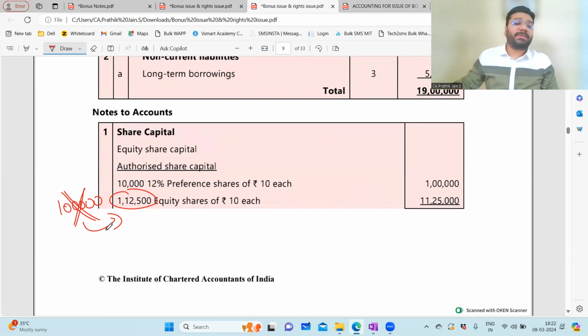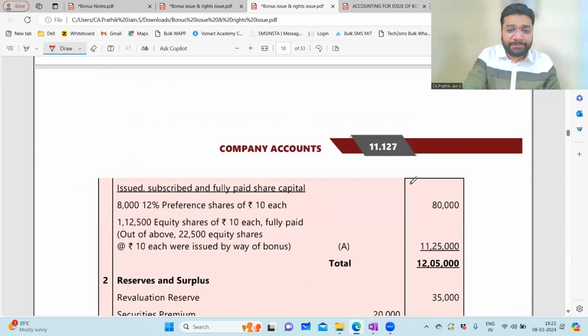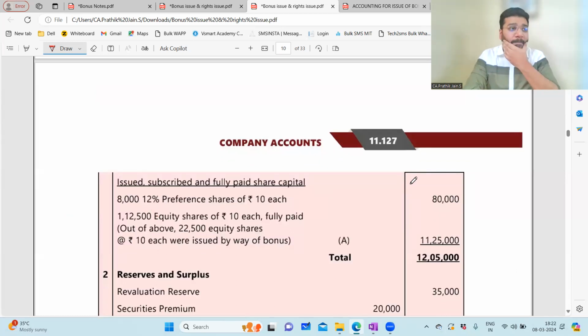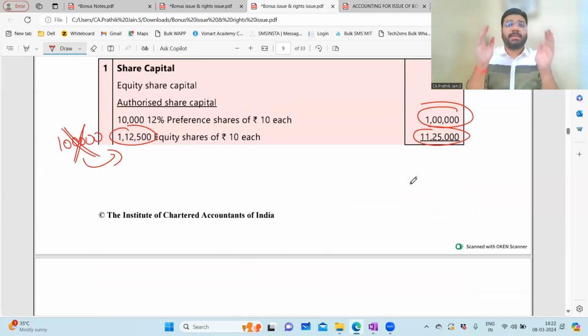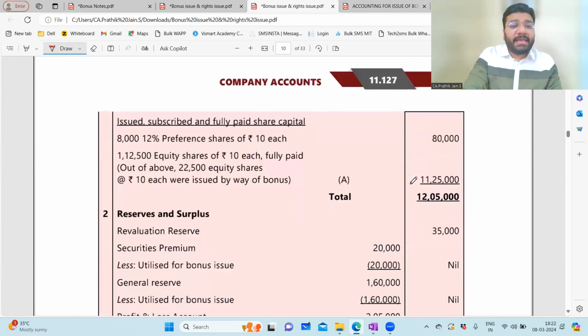So what is your revised authorized equity share capital? 1,12,500 into 10 is 11,25,000 rupees. So 1 lakh is preference share and 11,25,000 is equity shares. Now don't write it, just wait. I'll give you time. Just process this, keep it in your mind. Later you recollect it from your memory and write it. For now, just observe. Next is issued and subscribed.